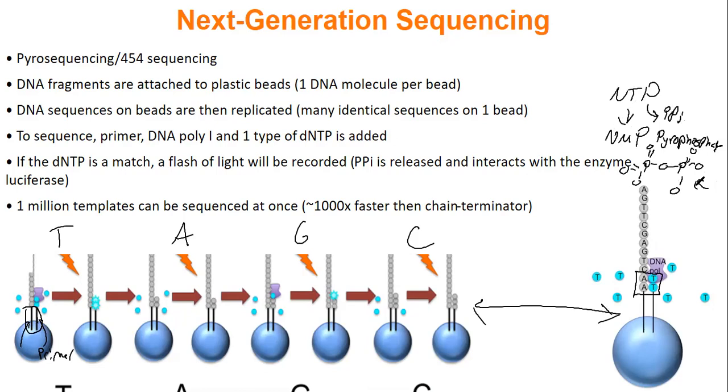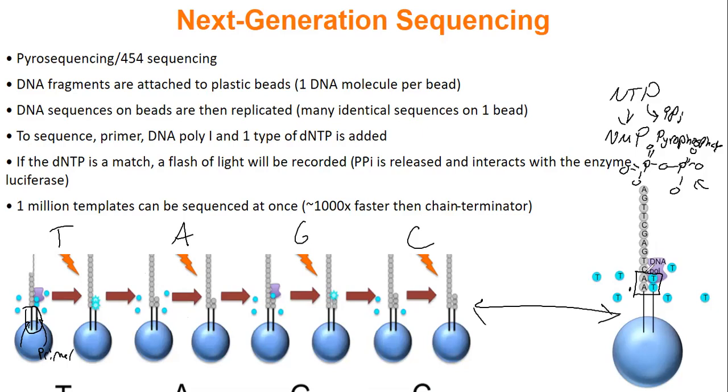This PPi interacts with the enzyme luciferase. Luciferase is an enzyme that just creates light. That's what it does. And so we can measure this. So we add all Ts and we measure the light that's coming off. And we can see if Ts were added. And we can actually see the intensity of light, so we can say how many Ts were added. Once that reaction is done, we wash away all the Ts and then we add a new nucleotide and we see if there's any flashes of light. You can see in our setup on the left here that when we add A, there's no flashes of light. That's because our template DNA, which is again shown on the right-hand side, goes AAC.